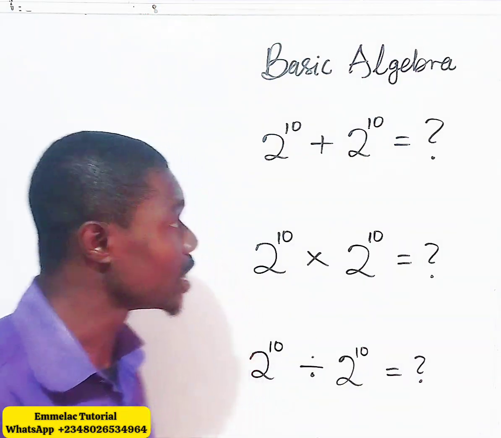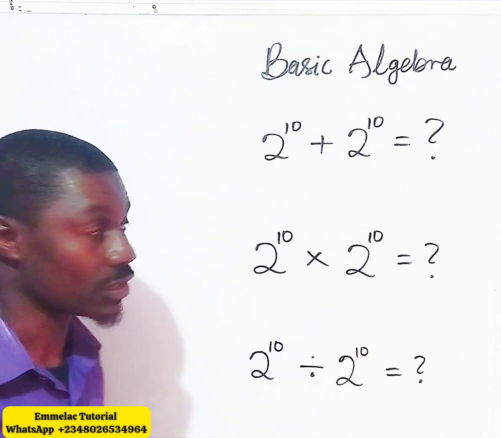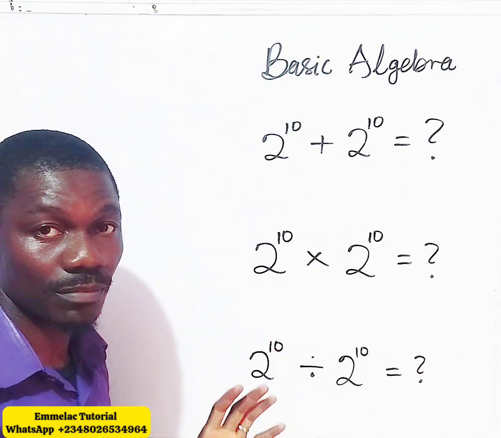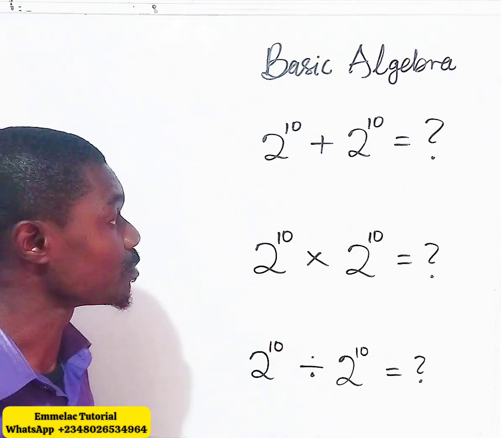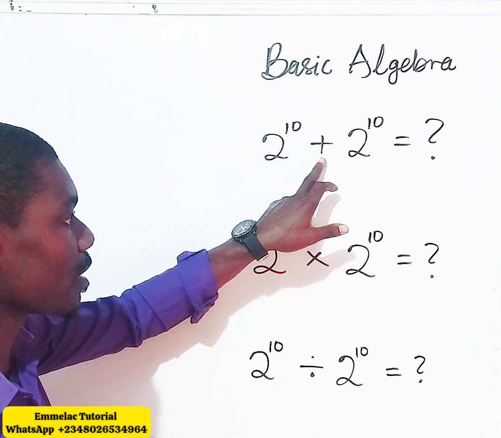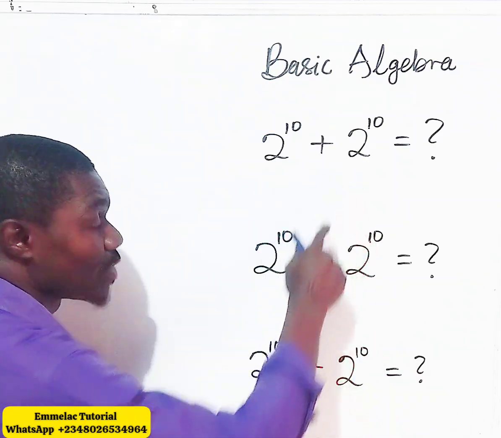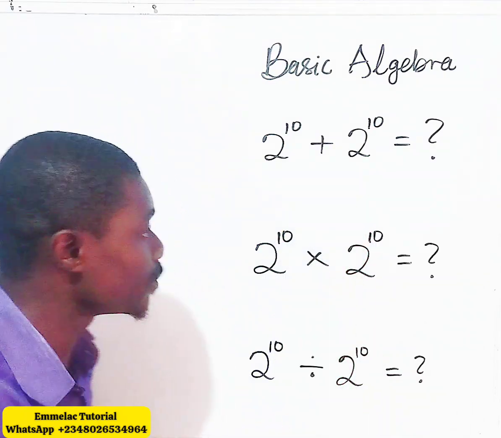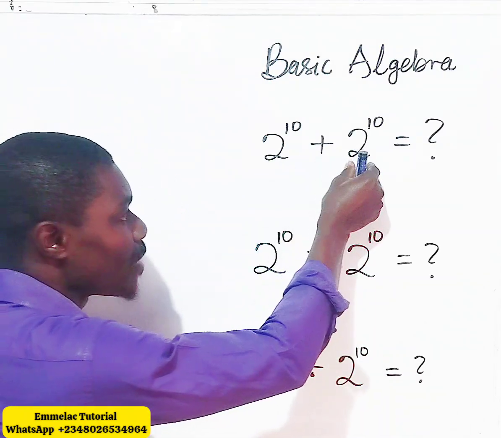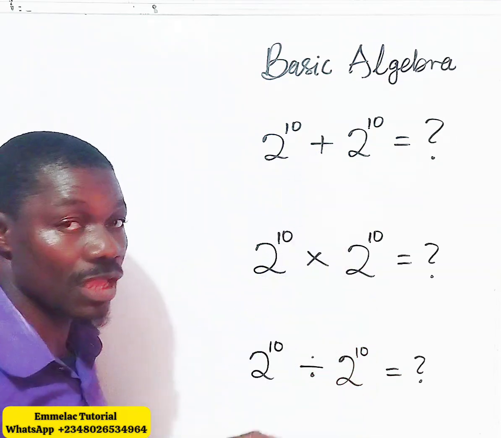In this tutorial today, let us look at this basic algebra and how to work out the solution to this basic algebraic expression. Here we have 2 raised to 10 plus 2 raised to 10. You can see from the question it's the same term, which means this term is the same as this term. And the operational sign here is plus.